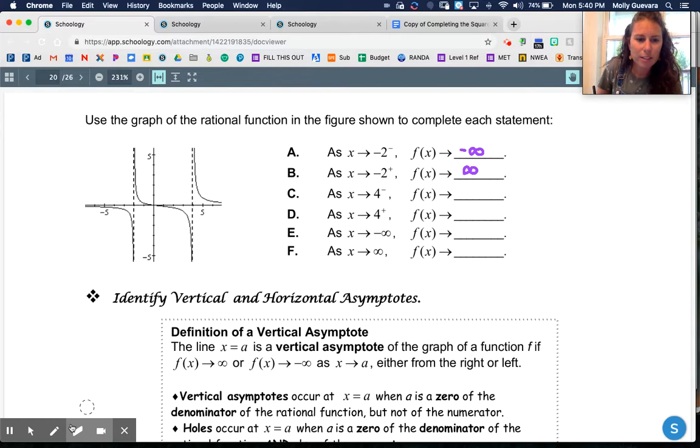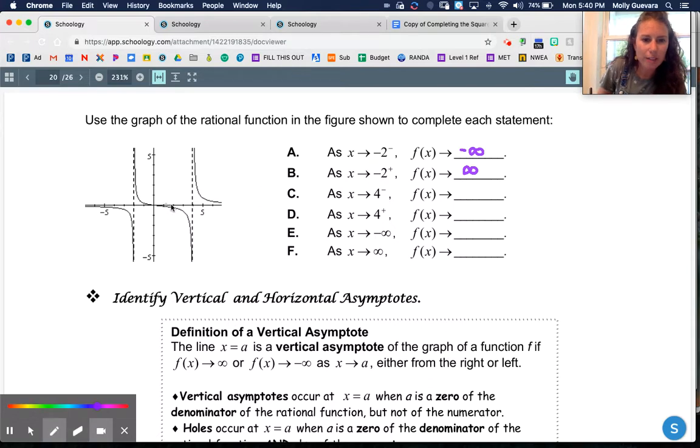Now it wants as I approach 4 from the left, right? And I know it's left because of the minus. So as I get closer and closer to 4, my graph continues to go down. So as I approach 4 from the left, I approach negative infinity. And as I approach 4 from the right, my graph is going up, up, up, which would give me positive infinity.